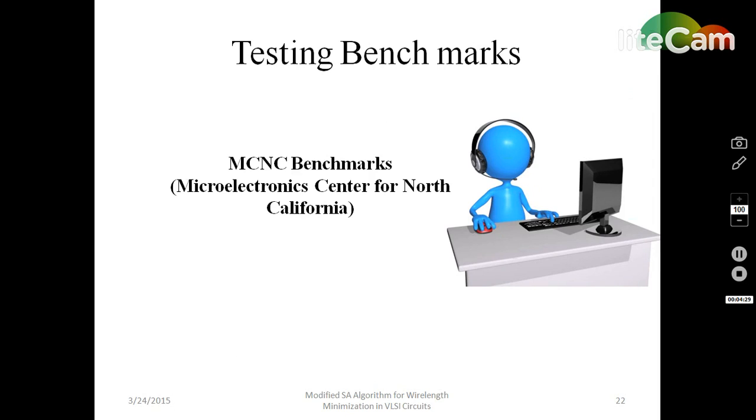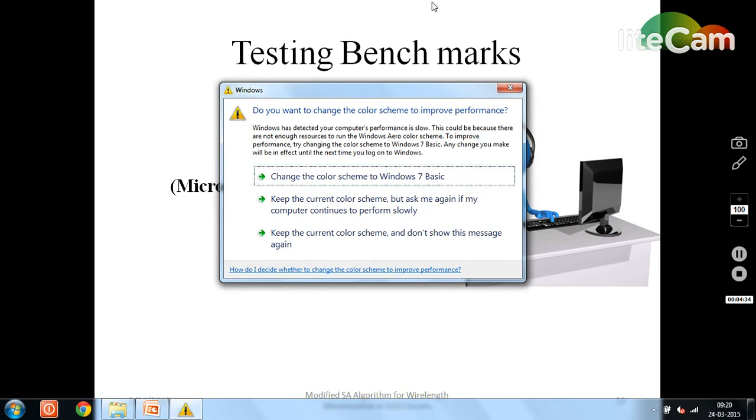So we have designed the algorithm, and we will see how to test it and the working process of this proposed algorithm.